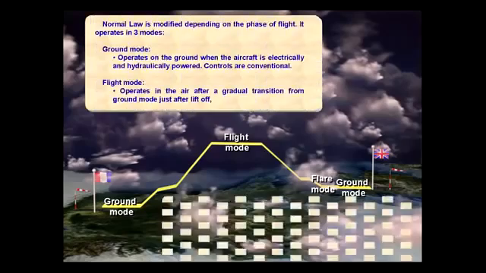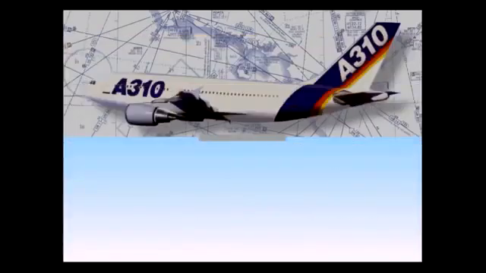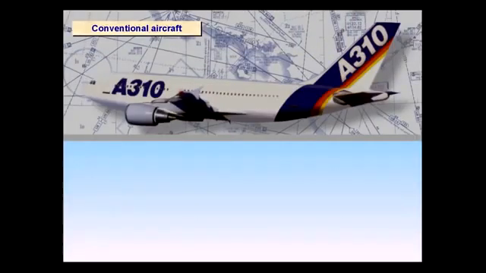We will compare a conventional aircraft, an A310, with the fly-by-wire A320 in normal law flight mode. Control surface deflection is directly proportional to control yoke deflection. The same yoke input produces a higher rate of pitch and roll at high speed, lower rate of pitch and roll at low speed.